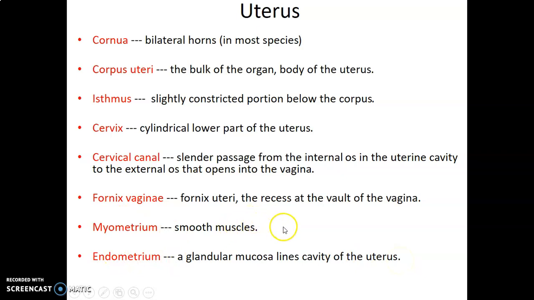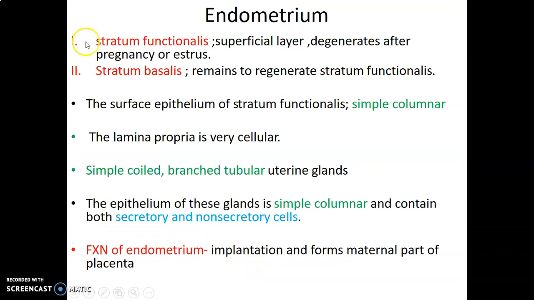So the endometrium is divided into two layers: the stratum functionalis and stratum basalis. Stratum functionalis is the superficial layer. This is the one that degenerates after pregnancy. Then we have stratum basalis, which is the basal layer, and it's able to regenerate. It's the one that remains and is able to regenerate. Stratum functionalis is the one that is shed during menstruation.